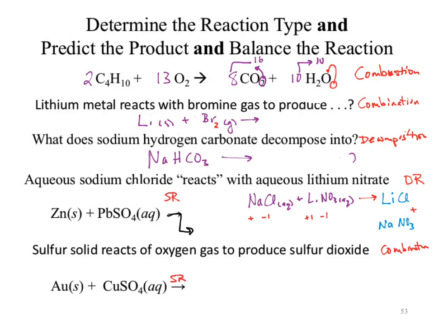Okay, we need to exchange the most similar things. Zinc is a metal. What's the most similar thing in lead sulfate? Lead. Why lead? Lead is also a metal. So what happens? They exchange the locations. We get Pb by itself, and then zinc sulfate. Okay? I'm predicting a product.